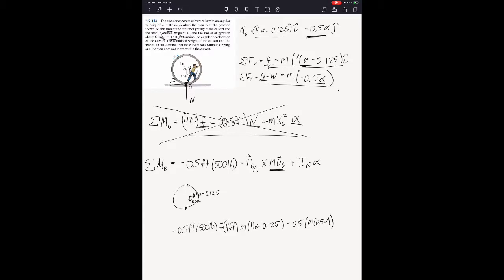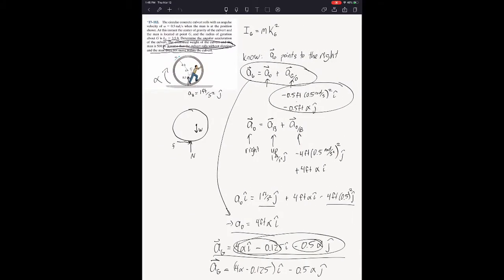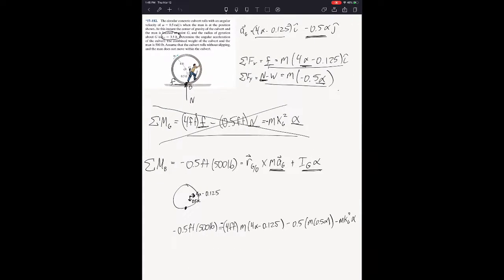Oh, and I'm not quite finished. I also have IG alpha. This is going to be minus IG, which is m kg squared times alpha. Why minus? Minus because I drew alpha clockwise, and all of these equations are based on alpha being clockwise. For this problem, this is the positive direction, so this is a negative term because my alpha is clockwise.